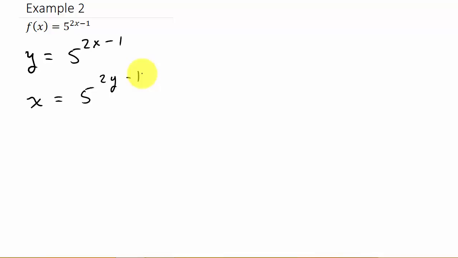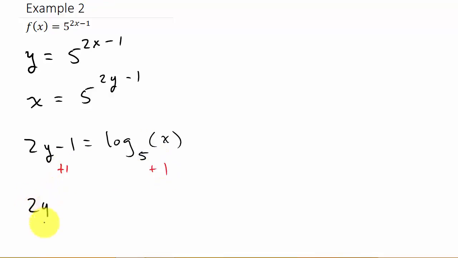So once again, we're going to convert this to logarithmic form. So remember the exponent, that comes over here. So 2y minus 1 equals the log. And remember, the base of the exponent is the base of the log. And then the x goes here. But remember, we need to solve for y. So here, I'm going to need to add 1 to both sides.